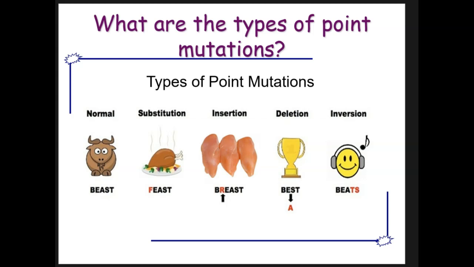All right. What are the types of point mutations? Well, here are your types of point mutations: substitution, insertion, deletion, and inversion. What we did here was we used examples of letters. Here I have beast. Well, if I substitute F for B, I have feast. Then if I insert an R, I have breast. If I remove A, I have best. If I invert the S and the T, I have beats. Pause the video and examine the different types of mutations in the words. What a difference a letter can make, huh?